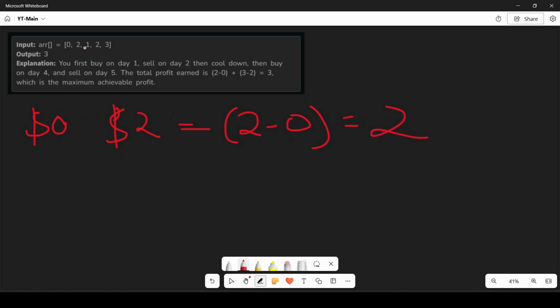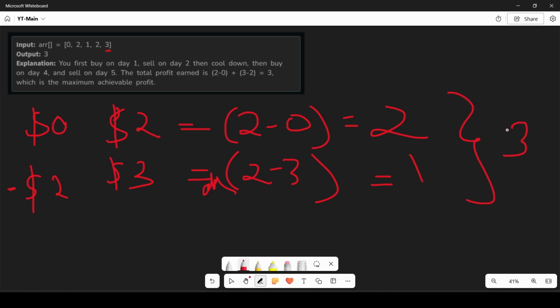Now the next day you can't buy because you have a 1 day cooldown. So you will buy the day after this. You will be spending $2 to buy, so I'll put this as minus $2. And you sell it the day after that, so you earn $3. Now what is your net profit from that? It is 3 minus 2, which will be 1. So the maximum profit you can make here is $3. All right, this is how you got this as the answer.